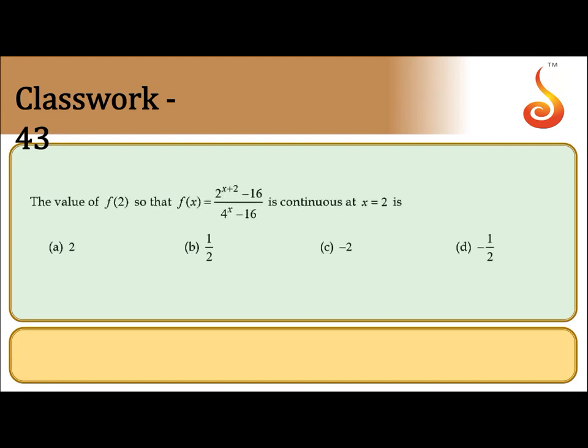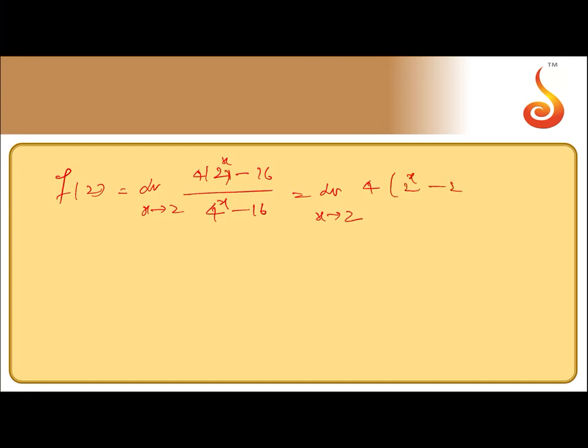Coming to the next one, find the value of f of 2 when the function is continuous. Means the value of the function is equal to the limit of the function, (2 power x plus 2 minus 16) over (4 power x minus 16). So f of 2 is equal to the limit as x extends to 2. So 2 power x plus 2 means 4 times 2 power x minus 16, divided by 4 power x minus 16. I hope I can take out the common value: limit as x extends to 2 of 4 multiplied by (2 power x minus 2 square) divided by (4 power x minus 4 square).